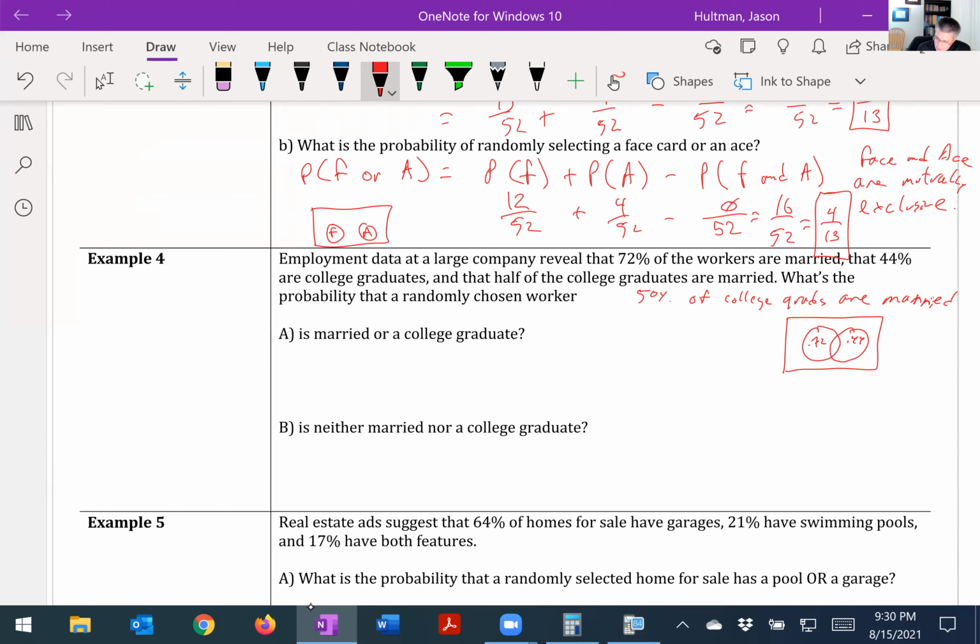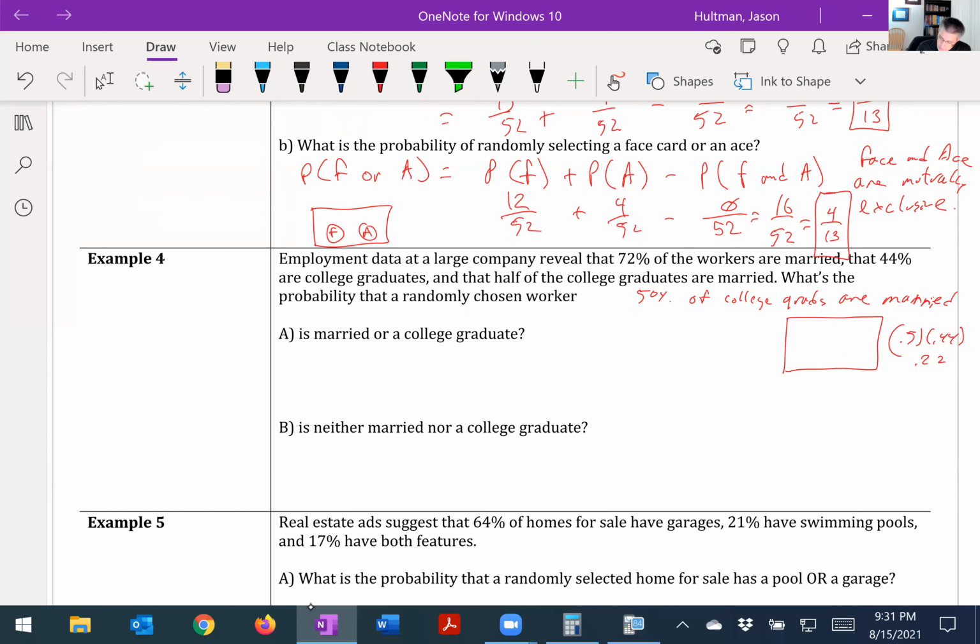Well, what percentage is the college grads? That's 44%. So 22% are actually the college graduates who are married, because that's 50%, 0.5 times 0.44 is 0.22. That's half of the entire population of college graduates. If the entire probability that you are a college graduate is 44%, then half of that is 22%.